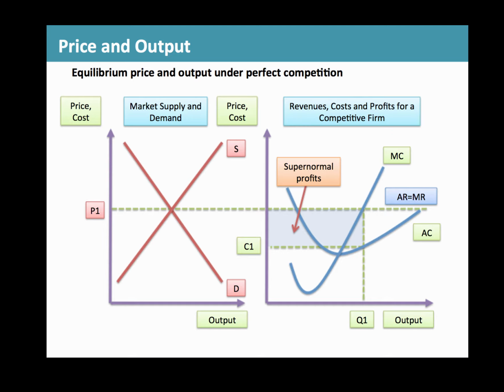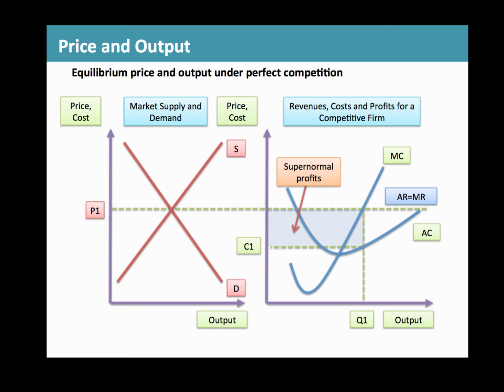From Q1 we can work out that the cost per unit is C1, and because the price is higher than the cost, the shaded area here shows the level of supernormal profits. Profits above that needed to keep the firm in its present use, certainly in the short term. Now that is the standard diagram to draw when you're drawing a perfectly competitive market. In this case, the firm is making quite substantial profits. That doesn't have to be the case. It could be the market price is very low, in which case some firms may be making a loss.